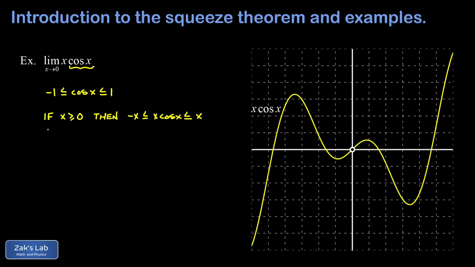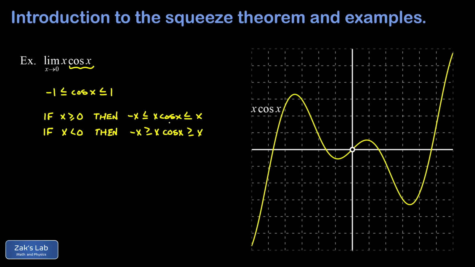If x is less than 0, we have to state a separate case. In that case, it reverses the direction of the inequality signs because we're multiplying by a negative. So I end up with -x greater than or equal to x cosine x greater than or equal to x. Now we can reverse the direction of that second inequality.